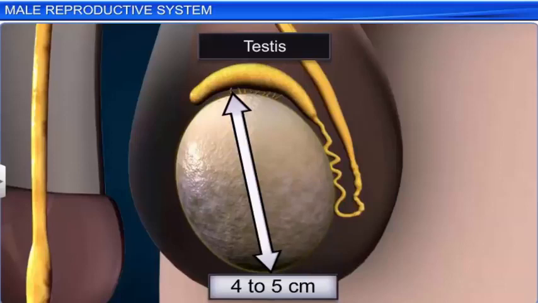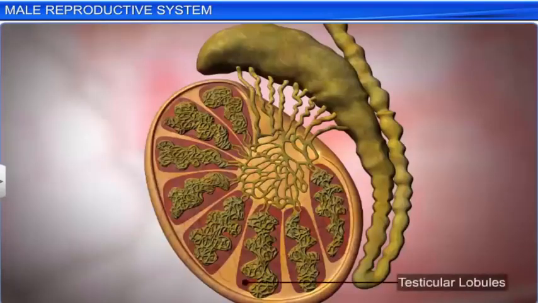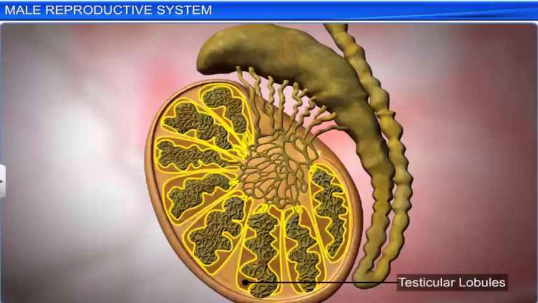The testes are surrounded by a tough connective tissue capsule called the tunica albuginea. Each testes has 250 compartments called testicular lobules. Each lobule, in turn, contains 1 to 3 highly coiled seminiferous tubules.